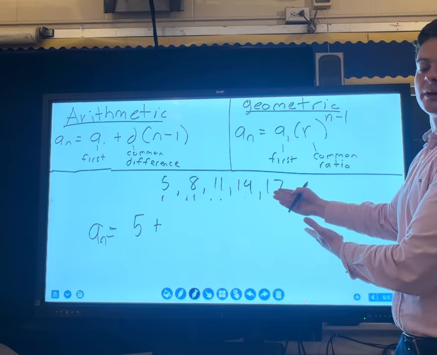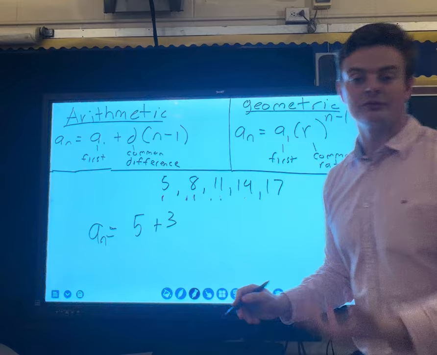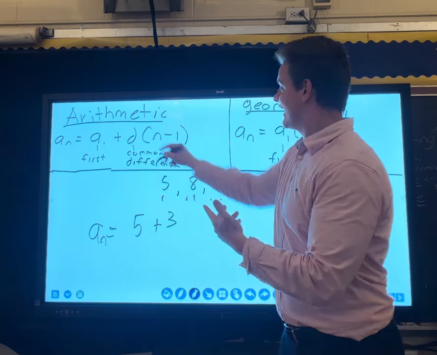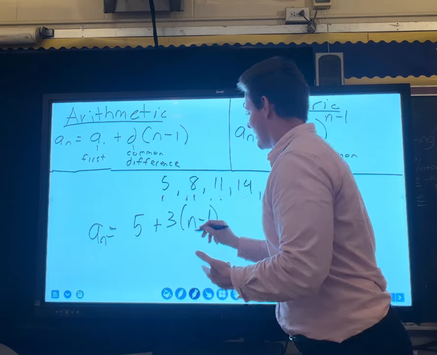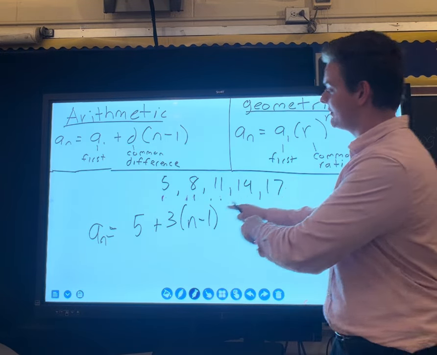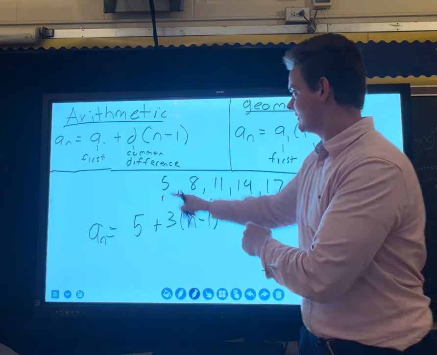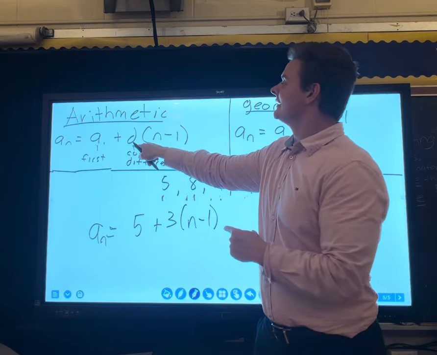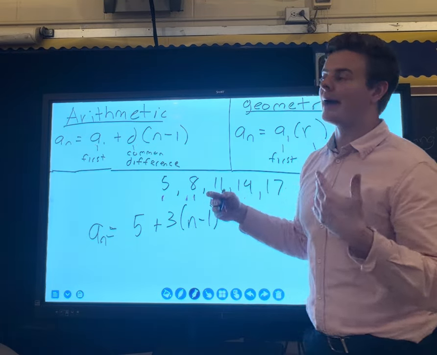What did we say was going on here? We're adding 3. Cool. And then it always is n minus 1 at the end. And that's how I describe this pattern in a mathematical formula. A1 is my first term, D, my common difference, or my pattern.